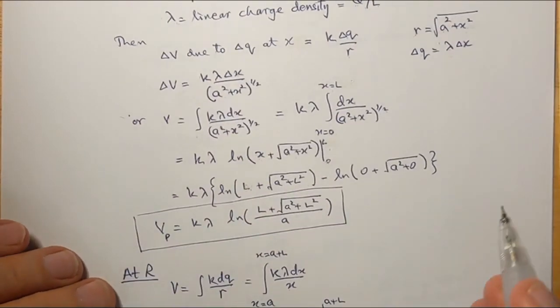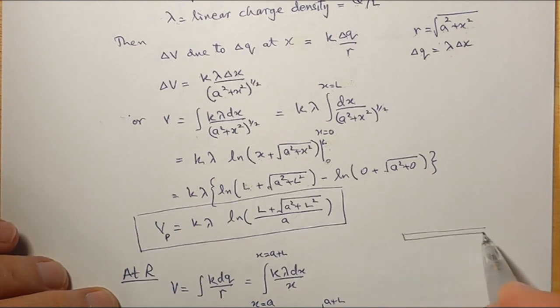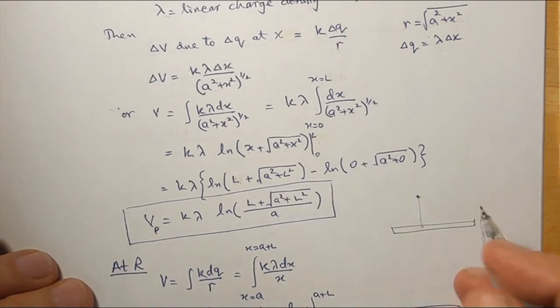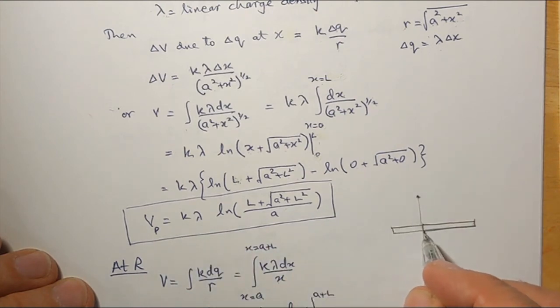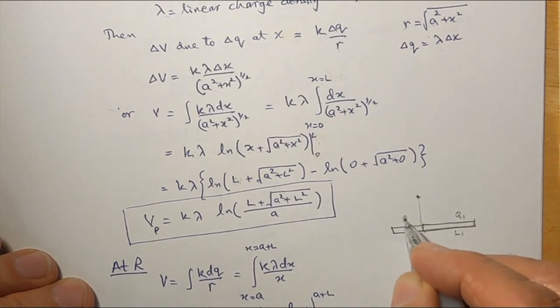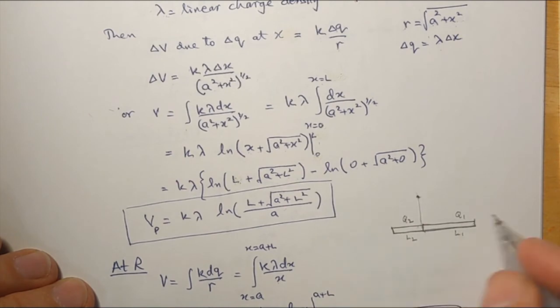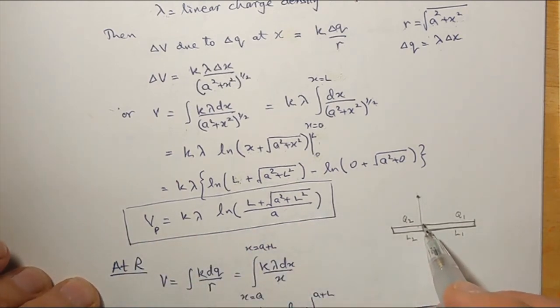Now, if we have a situation where we want to find the potential above some other point, if you want to find it here, well, you can consider this to be one rod and apply this equation, and then you can consider this to be a second rod and apply the same equation. So this will be L1, that will be L2, there will be Q1 and Q2. Well, lambda may be the same in both of them. So you can apply that by breaking this up into two parts.